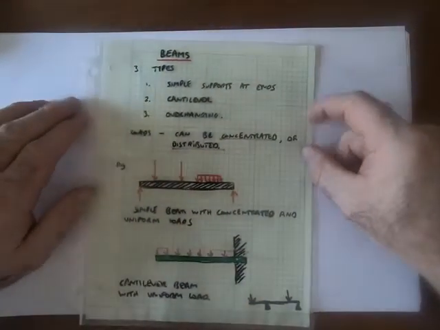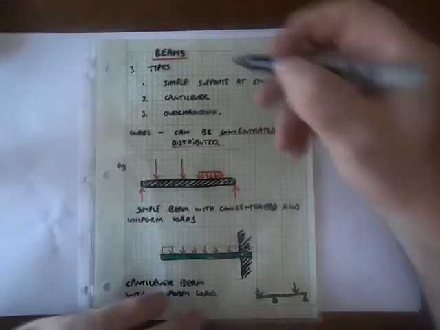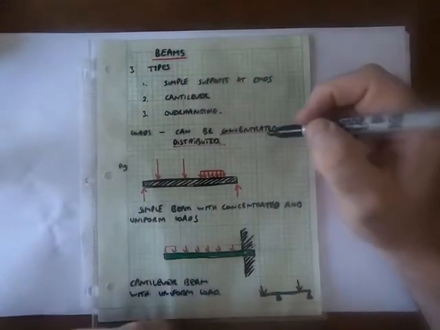Good morning, mechanical engineers. Welcome to lecture 2 in the series for machine design this semester. So per the syllabus, today we're going to talk about beams. Beams are a very important structure in machine design and in fact all kinds of structural engineering.